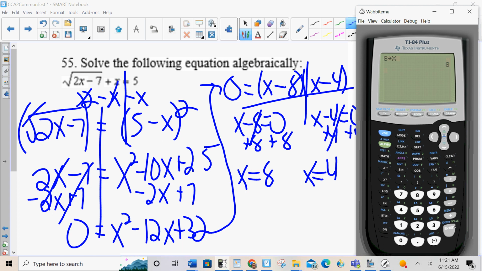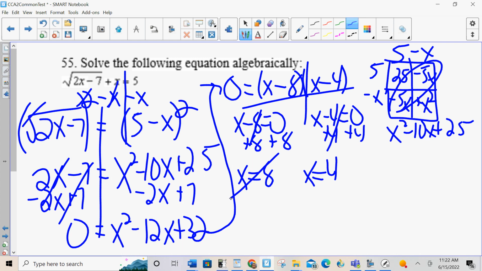I'm going to store 8 for x. I'm going to type in radical 2x minus 7 plus x. I'm going to type in the right-hand side. Does the left-hand side equal the right-hand side? No. I reject that one. It's not a solution. It's called an extraneous solution. It's not an answer. Now I've got to check 4.